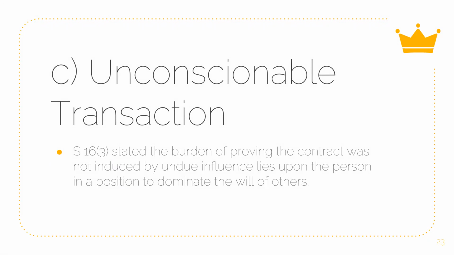Section 16, subsection 3 stated the burden of proving the contract was not induced by undue influence actually lies upon the person in a position to dominate the will, and not the innocent party. Once it shows that a person was in a position to dominate the will of another, and the transaction appears to be unconscionable, it raises presumption of undue influence. However, the person in dominating position has to prove that the other party consented freely.